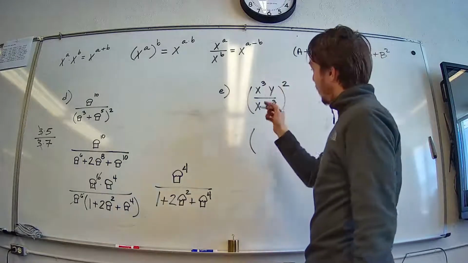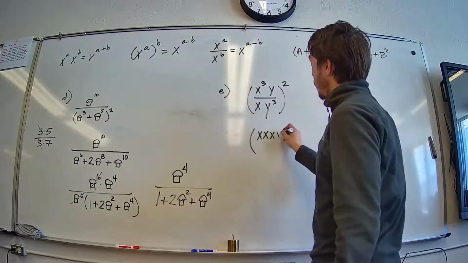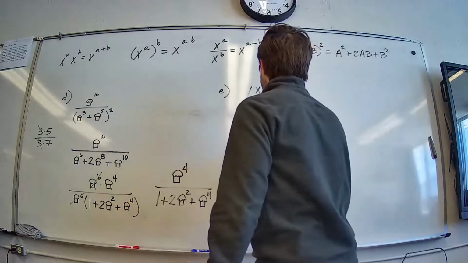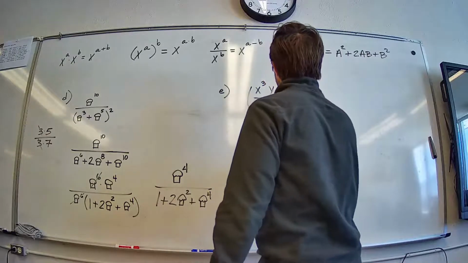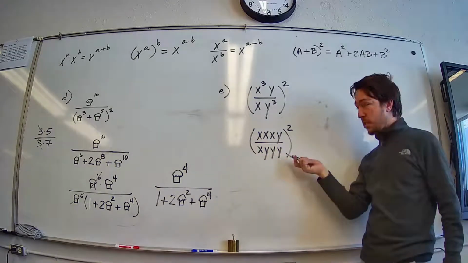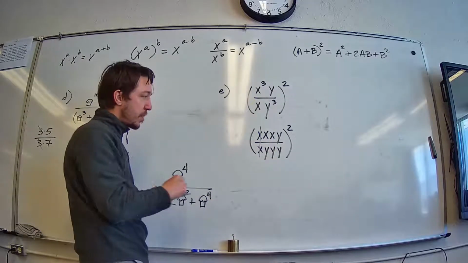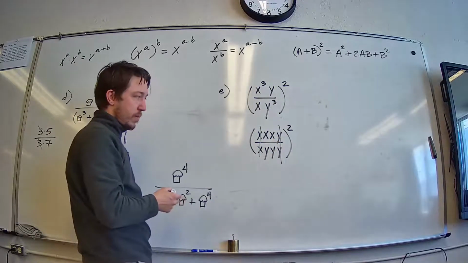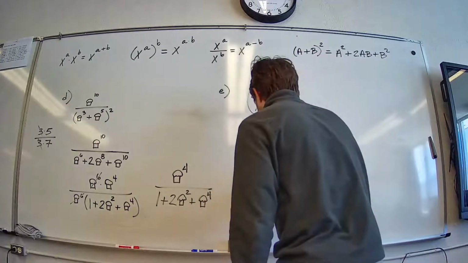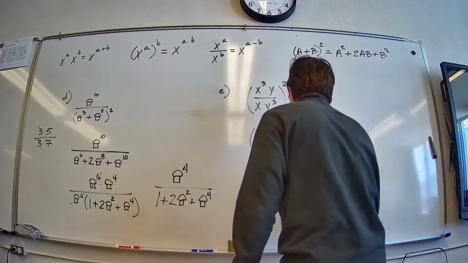X cubed is x times x times x. So the top is x, x, x, y. The bottom is x, y, y, y. The whole thing is still squared, right? Now it's all multiplication, so I can cancel. One pair of x's goes away, bye-bye, and one pair of y's goes away. So what's left over? x squared over y squared, all squared.